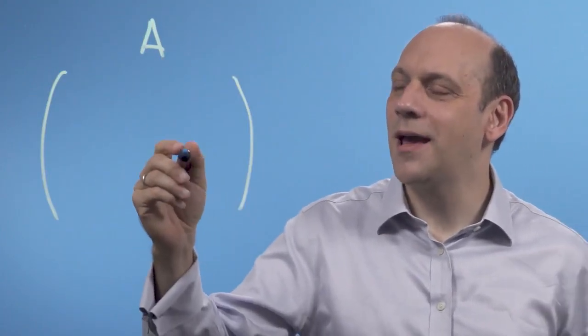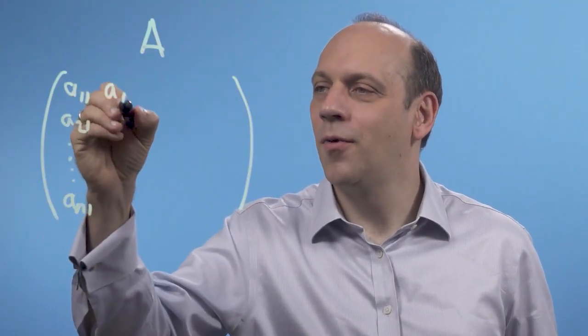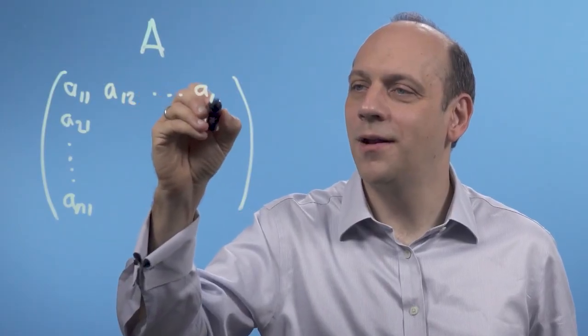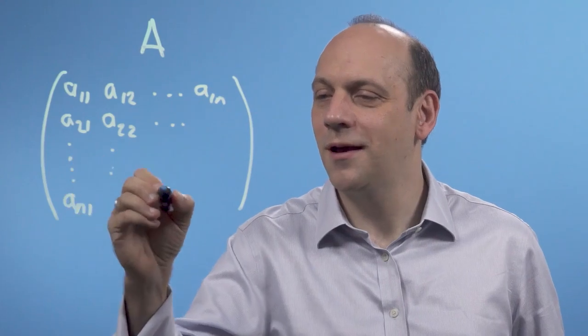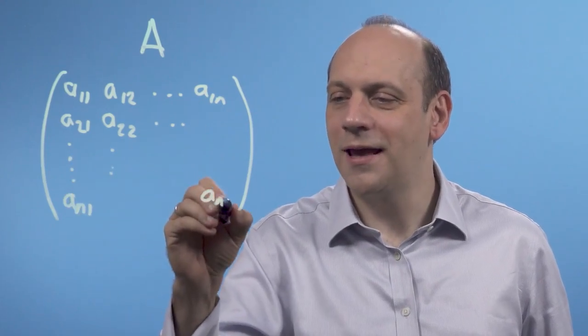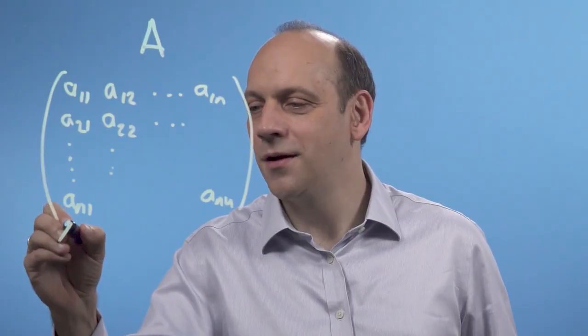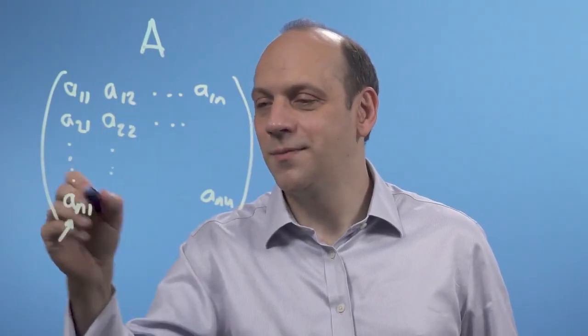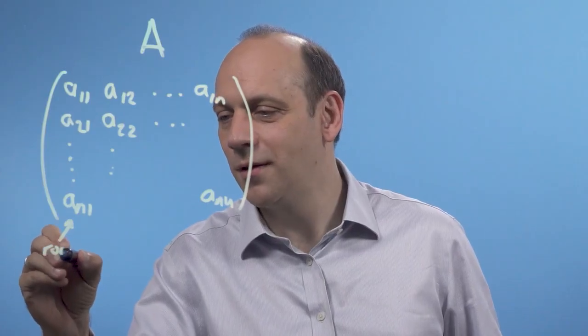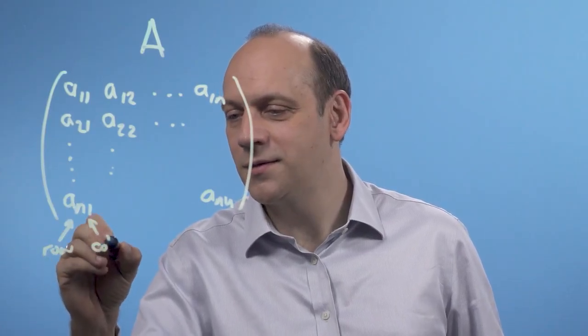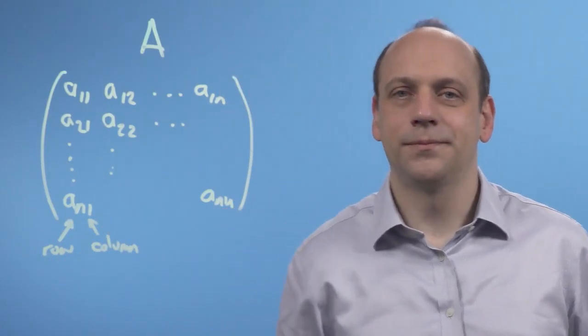A is an n by n matrix, and I'm going to give it elements A11, A21, all the way down to An1, and then A12 all the way across to A1n, and then I'll have A22 here all the way across, all the way down, until I fill it all in, and I've got Ann down here. So the first suffix on all of these elements in the matrix is the row number, and the second one is the column number.